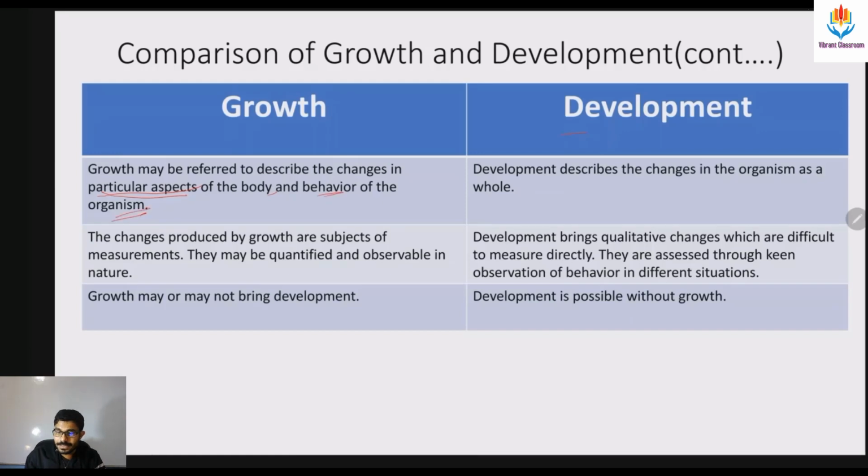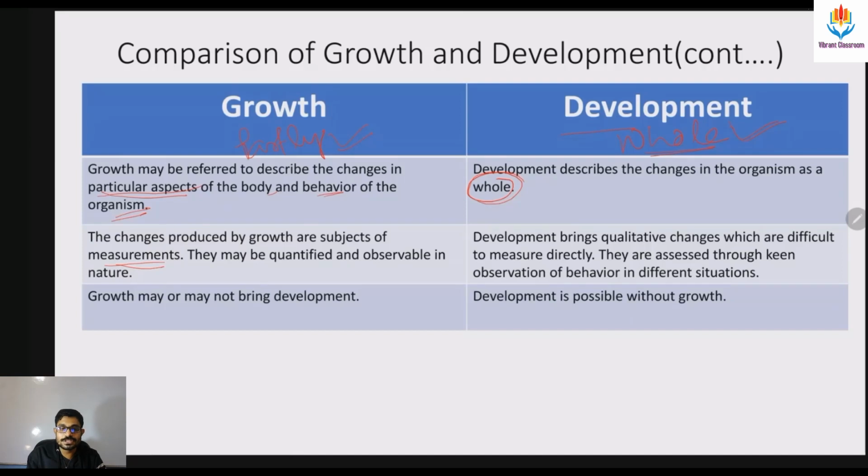But in case of development, it describes the changes in the organism as a whole. Growth is a partial concept, but development is a whole concept. It concerns the whole process of an individual, but growth is a partial concept concerning the individual. The changes produced by growth are subject to measurement.